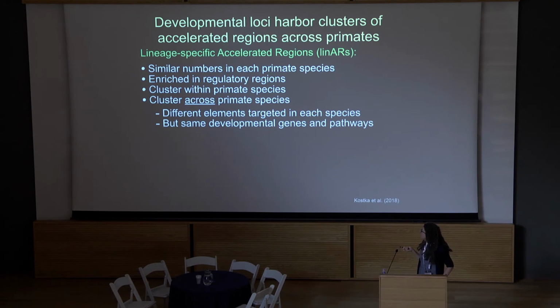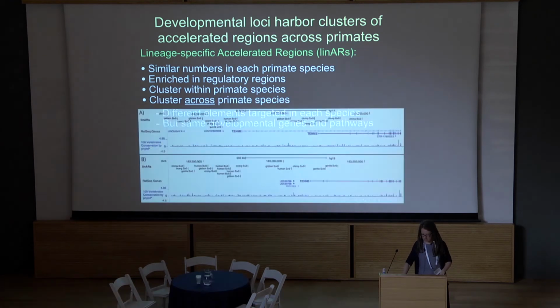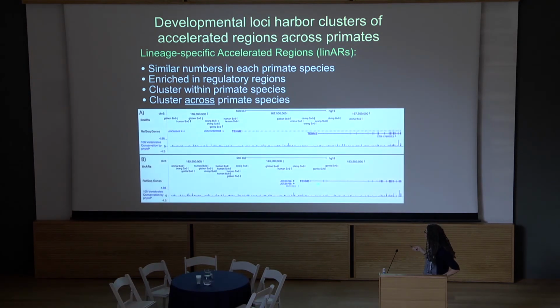And so basically, we all have fast-evolving non-coding sequences. They're different elements in each species. They're not the same element, but they cluster nearby the same developmental genes and pathways, as illustrated here with 10M2 and 10M3, two neurexin transmembrane proteins that are important for neural development. Each one of these little black lines on the genome is showing an accelerated region from a different primate.